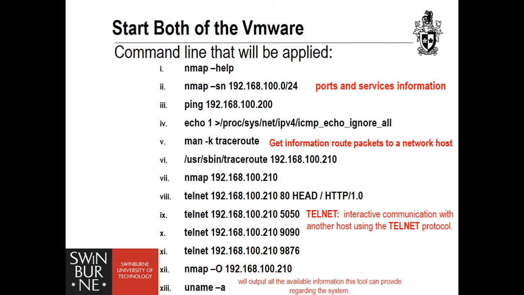After starting everything, this is the command line that you will apply in the Kali OS. We will use nmap, ping, echo, traceroute, telnet, and the last one uname. Nmap is basically used to get information regarding some ports and services. Traceroute is basically used to get the route packets take to a network host. Telnet is basically an interactive communication with another host by using the telnet protocol.